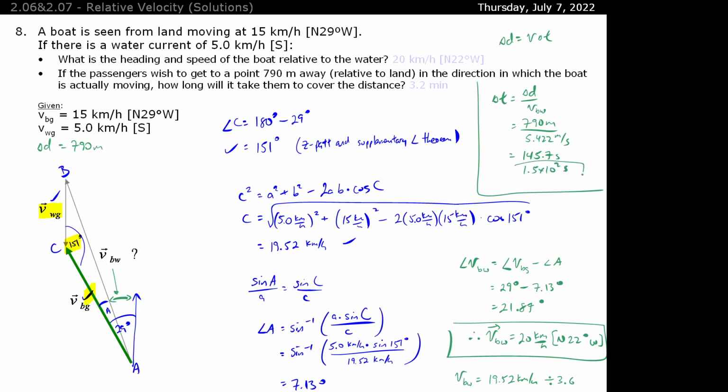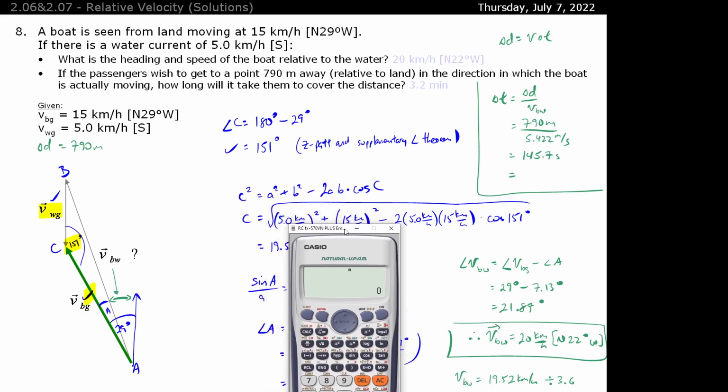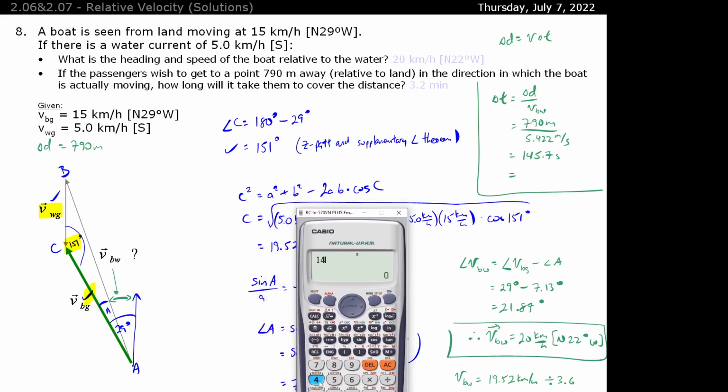But to the average person, they have no idea what that means. So even though it is mathematically correct, you probably want to write it down in some unit that a person can comprehend. And you know that there are 60 seconds per minute. So what you want to do is your 145.7 divided by 60, and that will tell you that it'll take a different answer.